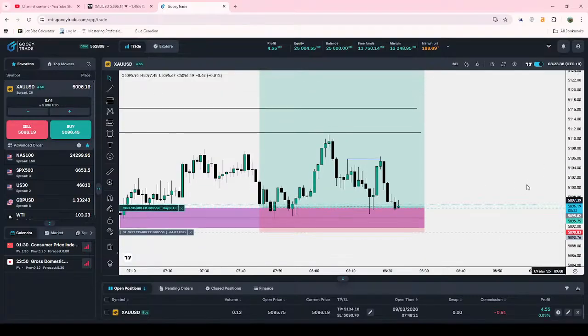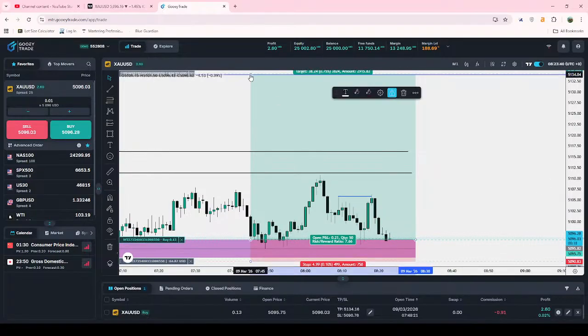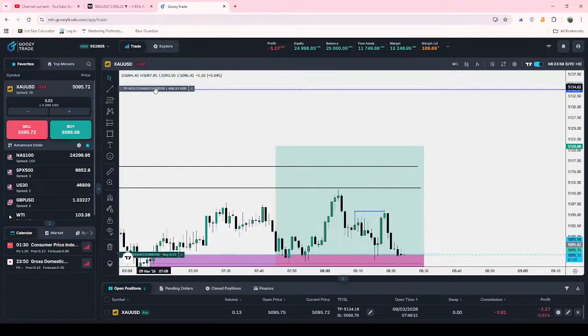According to this model, I should get out with a 1 is to 5 RR trade. So let's do this. Let's come back to 1 is to 5 RR. There it is. And so my TP will be 328.